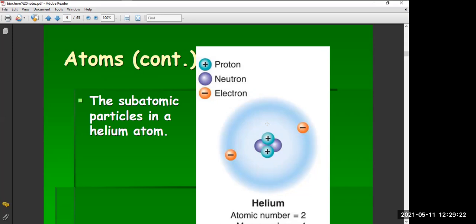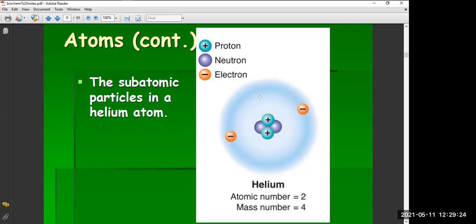So they've shown here. Remember what I mentioned about the atomic number being the same as the electron number in an element, and together with the neutrons making up the mass number for that element. So the atomic number for helium, they've shown there.